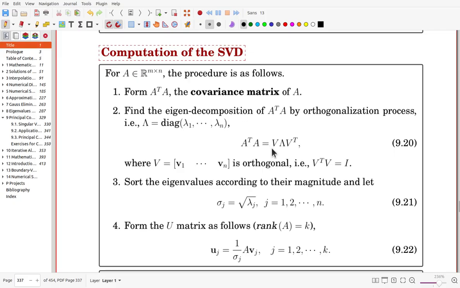That means here there's a diagonal matrix of eigenvalues, and then V transpose. V is the collection of eigenvectors. That is an orthogonal matrix, which means it has this property. Now, the entries of this Lambda are lambda 1 to lambda n.